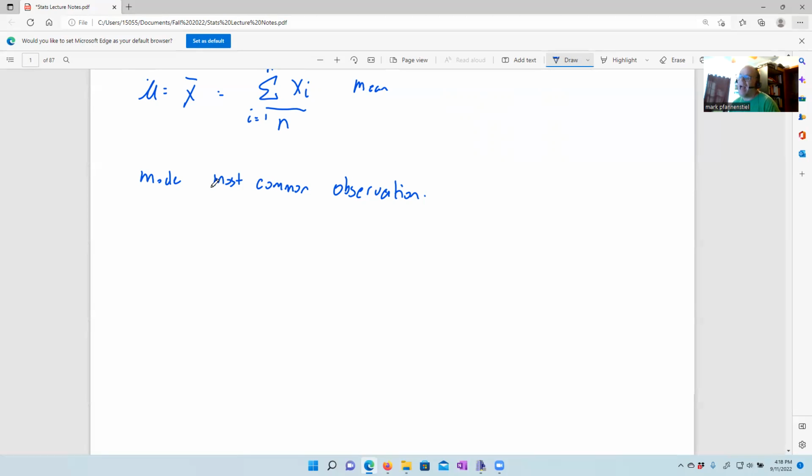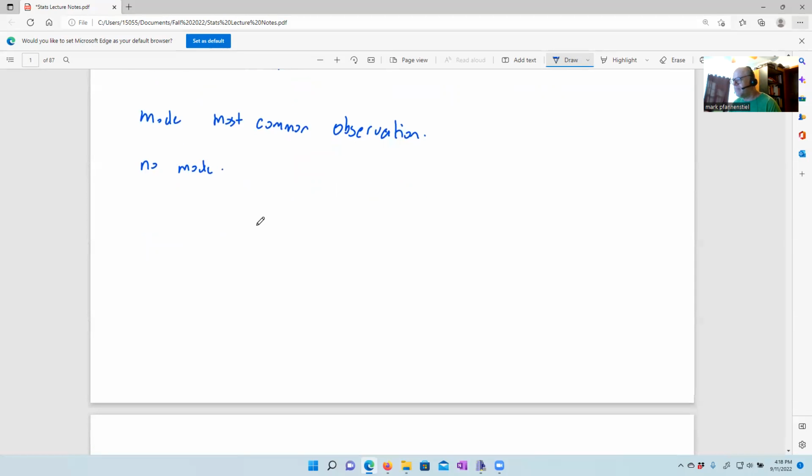We don't have a special symbol for mode. We don't differentiate between sample mode versus population mode. That's just how we do it. The tricky thing about mode is that you can have no mode, if we happen to have a data set where every value is different.